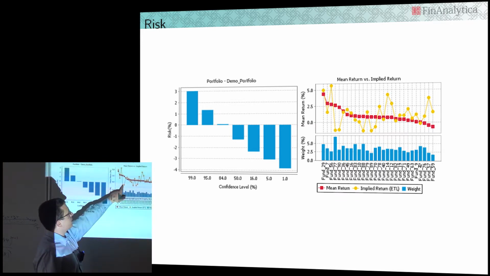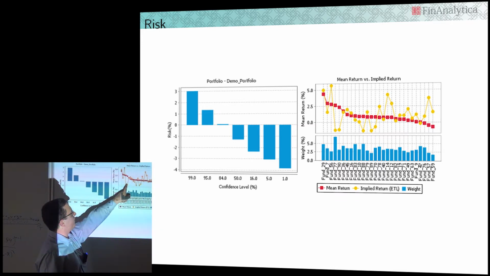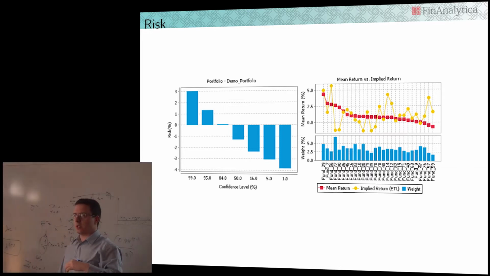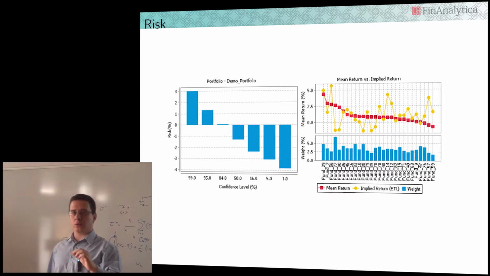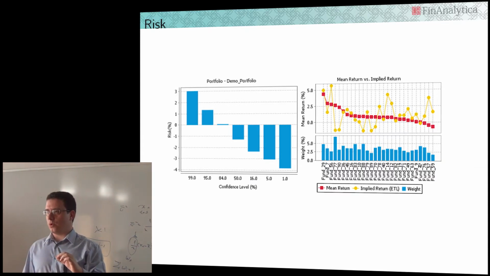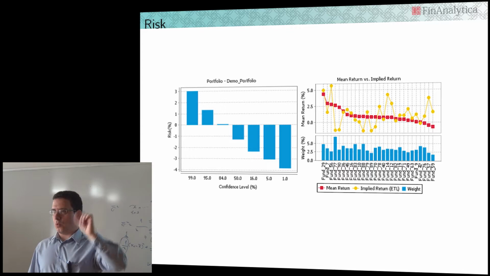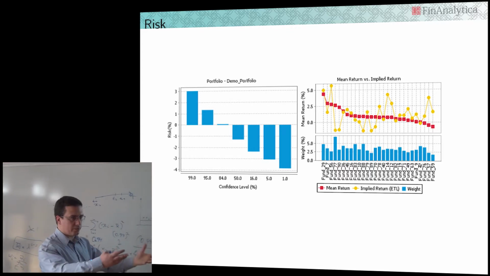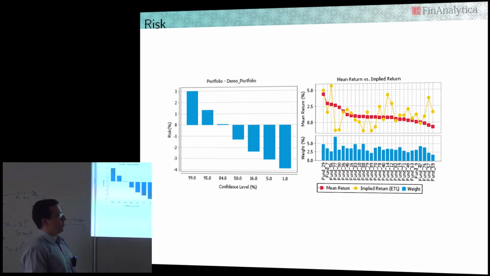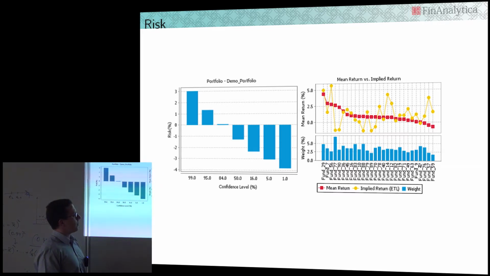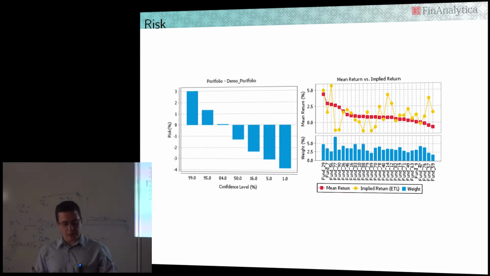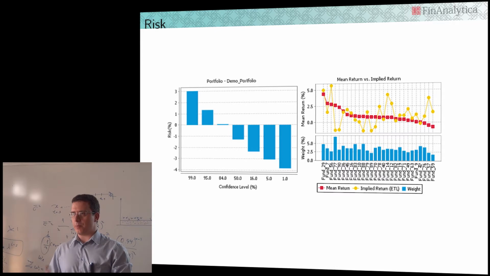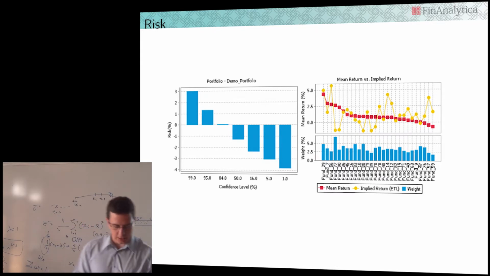Whereas these guys here, they have very little implied return. So they need a very small amount to justify their weight in the portfolio. But they're giving us more in terms of mean return. So we are better off increasing their weight. So this is an example of the risk budgeting that can be done with these things.